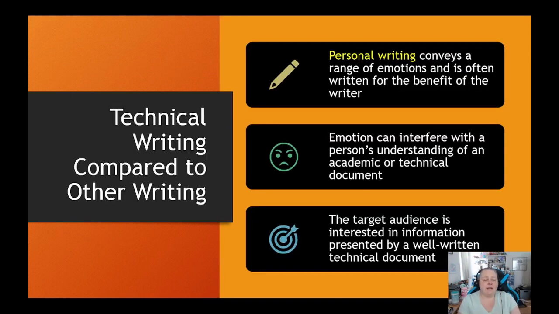Now, personal writing is a whole different world. It's going to convey emotions and feelings, and it's often written to make the writer feel better. It may not necessarily be written for a specific audience. Your emotions can interfere with the reader's understanding of what is in an academic or technical document. The target audience for an academic or technical document is interested in the information, a well-written, well-organized document. They may not read a document from cover to cover. Remember, think textbook versus a fiction novel.